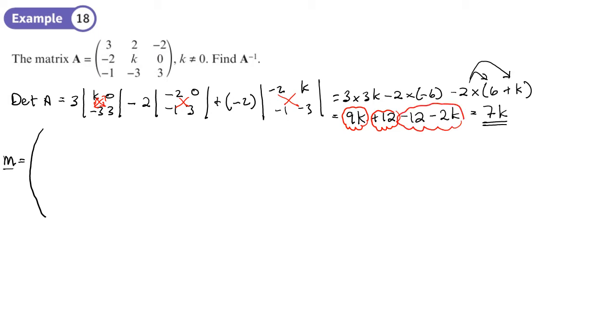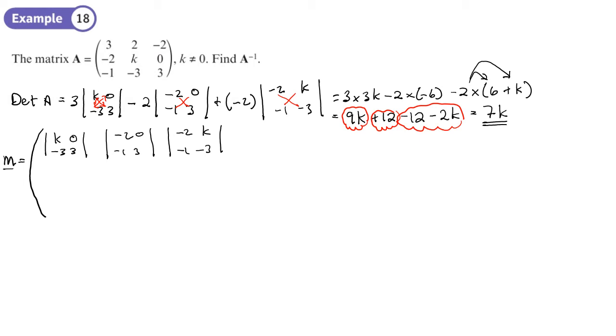So an option is to actually write 9k, 12, negative 12, minus 2k. We could write that down, but I'm going to just write the minors down, and then I know I've got the answers for the next section. So this one we already have, k, 0, negative 3, 3. Then we have negative 2, 0, negative 1, 3. And the last one in the top row, negative 2, k, negative 1, negative 3.